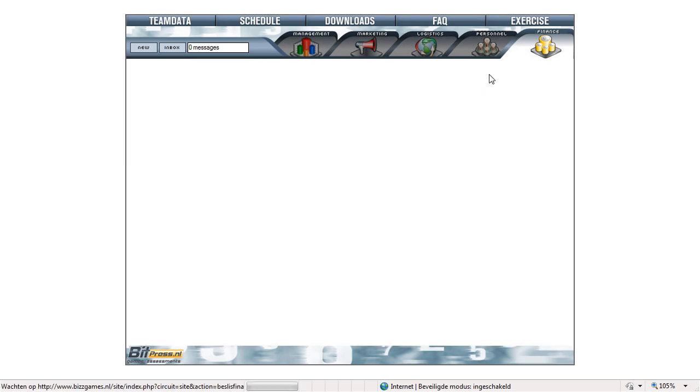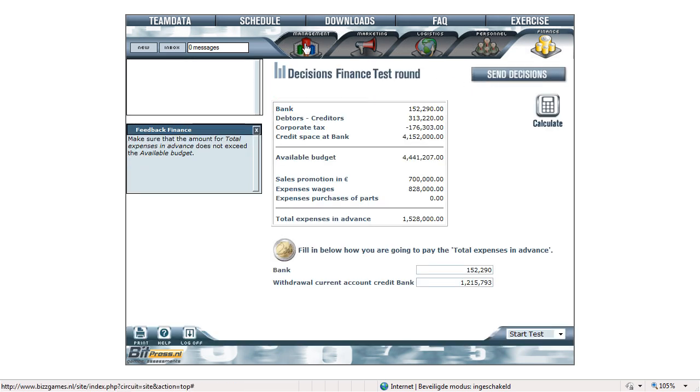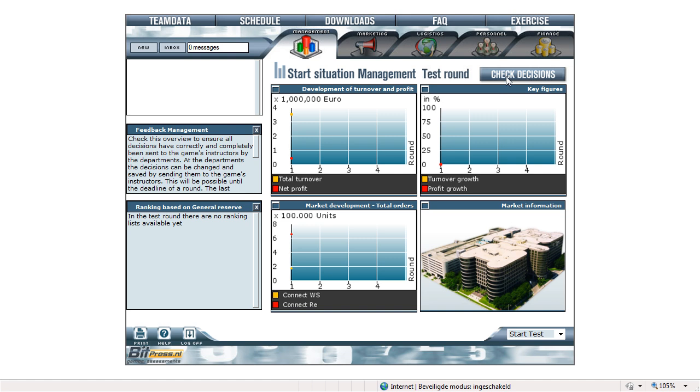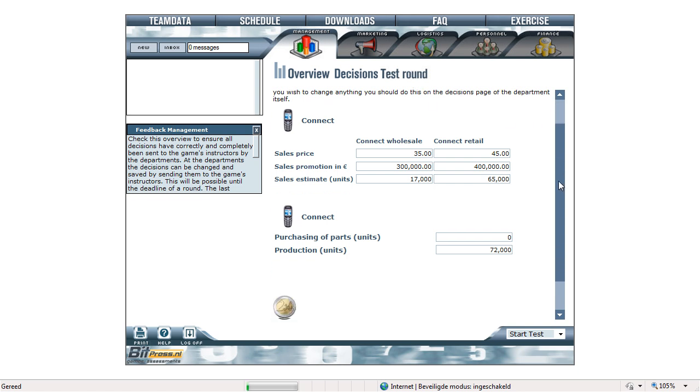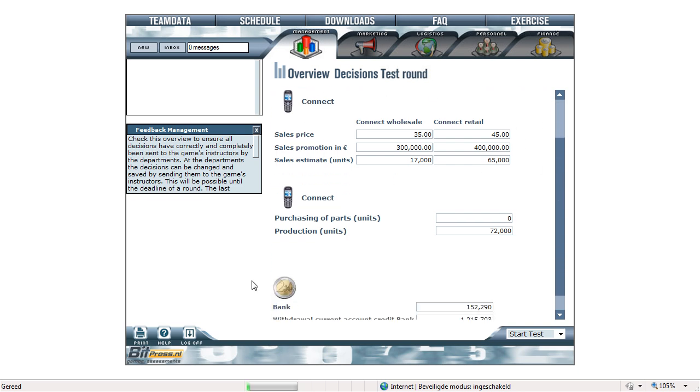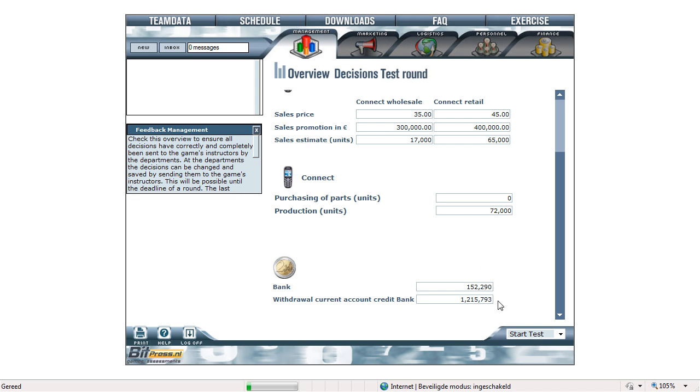We can now send our decisions and go back to management to check if all the decisions of the departments have been sent correctly. Here we can find an overview of the decisions from the test round. We can see the decisions from marketing, logistics and finance. At the departments, the decisions can always be changed and saved. This will be possible until the deadline of a round. The last decision sent is the one that will be saved.